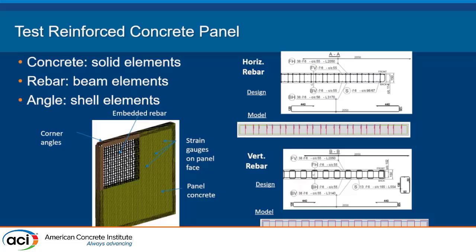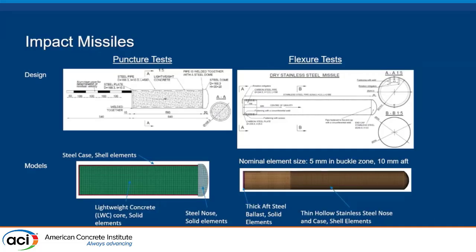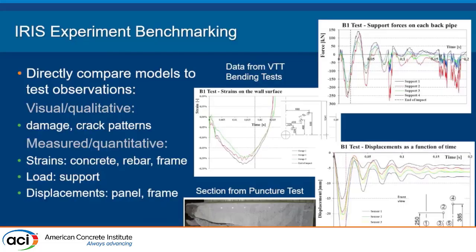The panel I modeled with solid elements, with beams for the embedded rebar. There are some steel angles around to interface with the test frame. The missiles themselves, which I modeled in detail, for the puncture test, it was basically just a concrete-filled steel case. So it was big and heavy, and creates a hole. The other one was a hollow steel tube that was designed to buckle and induce just a flexural response, not a puncture response. But I modeled the missile so it buckled appropriately and even validated against that.